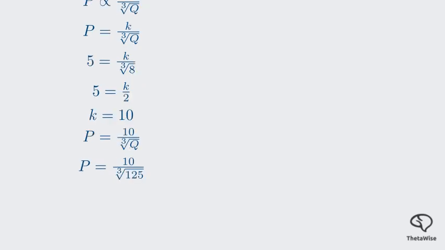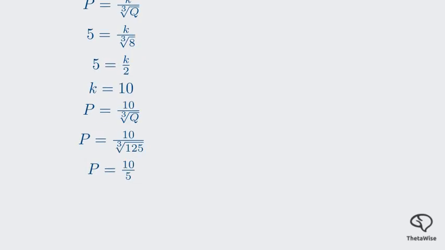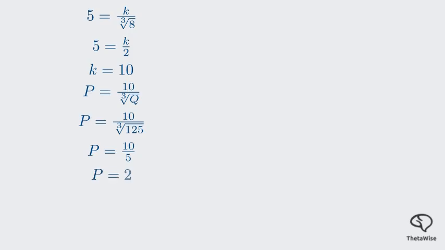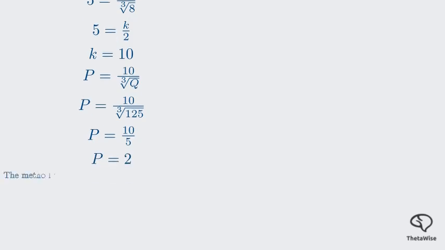The final step is to find P when Q is 125. We know that 5 times 5 times 5 is 125, so the cube root of 125 is 5. And 10 divided by 5 gives us our final answer. P equals 2. Notice how the steps remain identical to the previous example. The only thing that changed was the algebraic power we applied to the variable.